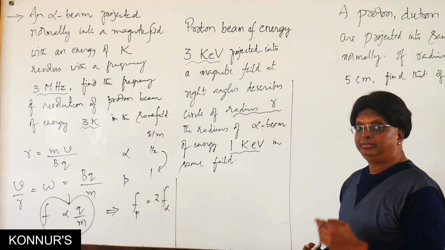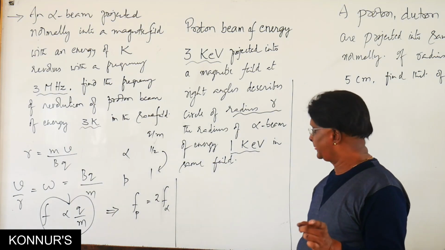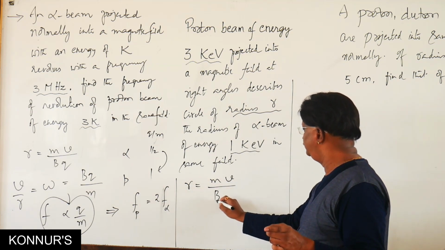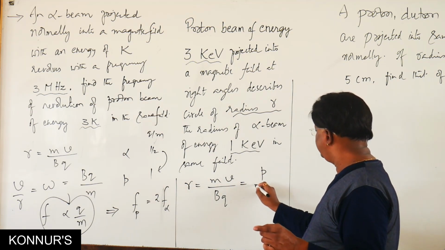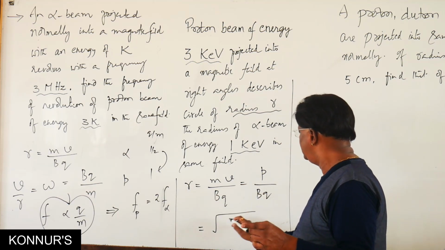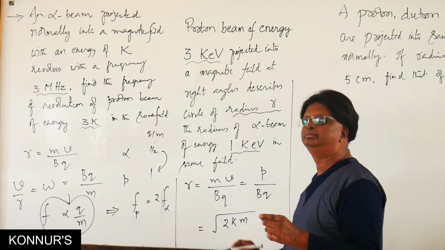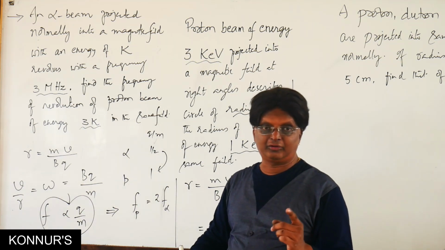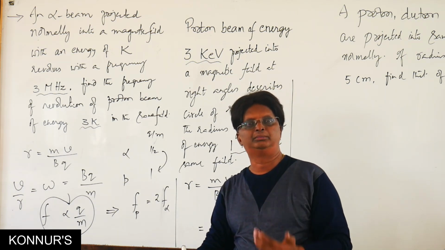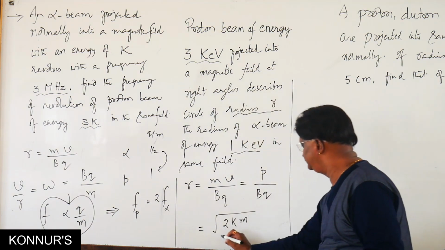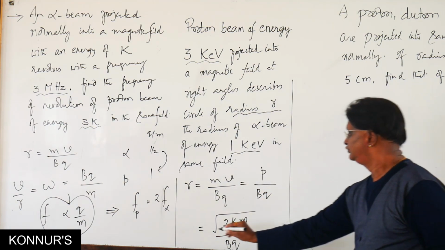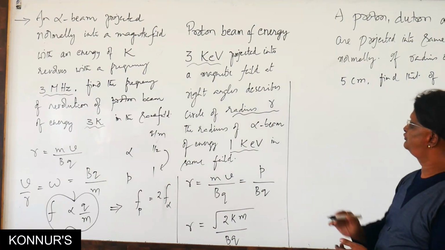Now, the data says radius versus energy. Yesterday we said R is equal to MV upon BQ. This is nothing but momentum, MV, by BQ. And momentum we have also written, remember, using the famous relation K equal to p squared by 2m, p equal to root of 2Km, m for mass of the particle, K for kinetic energy. Now, we will use this relation for our data.